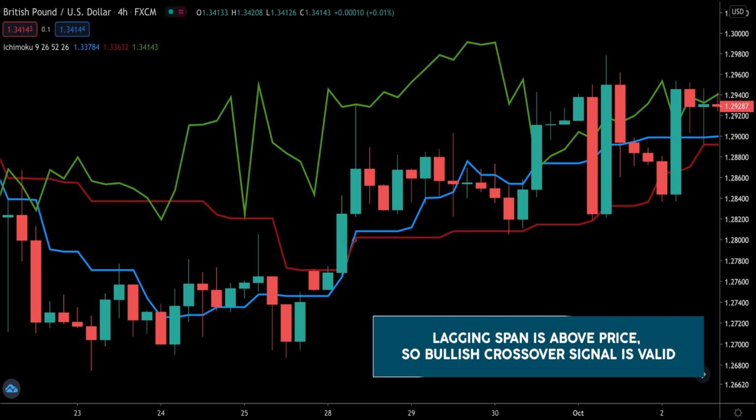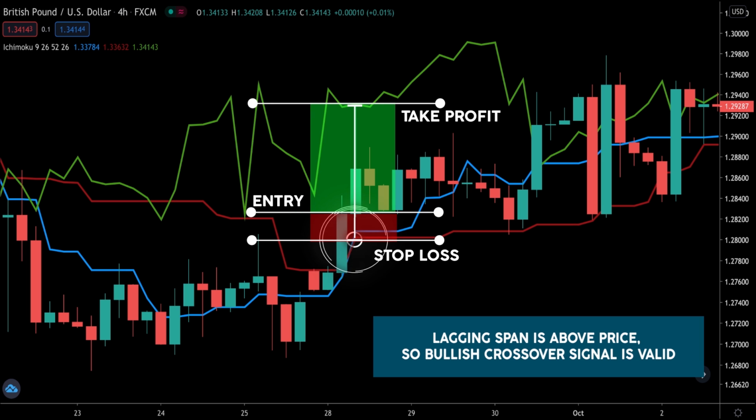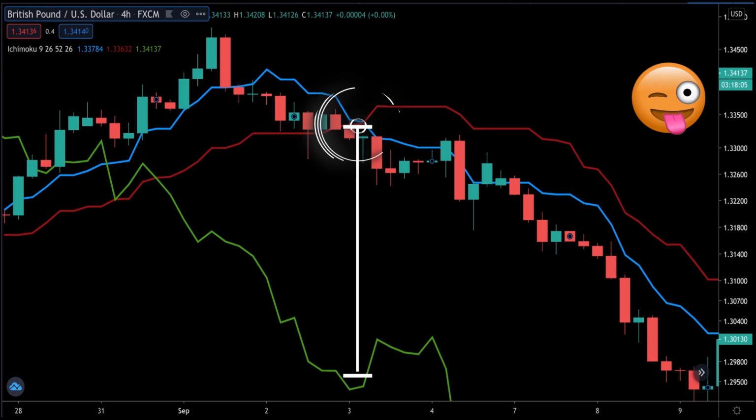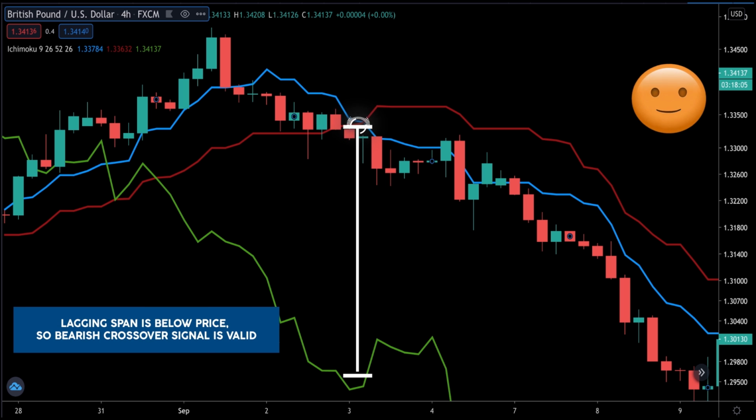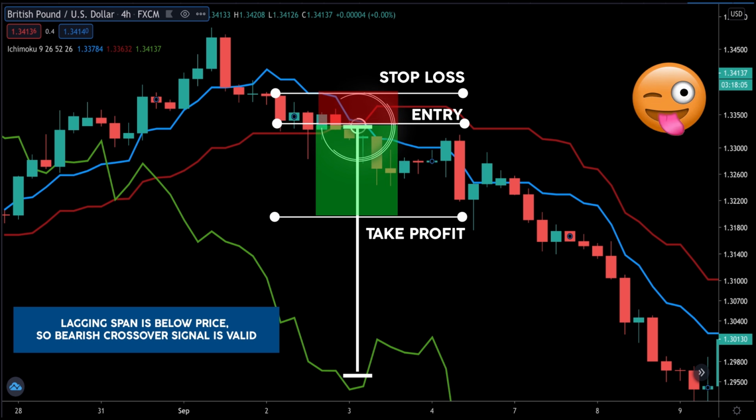Here we see that there is a bullish crossover and the lagging span is above price. Our entry, stop loss, and take profit would look something like this. Over here, we have a bearish crossover and we confirm that this signal is good because the lagging span is below price. Here's how your entry, stop loss, and take profit might look like.